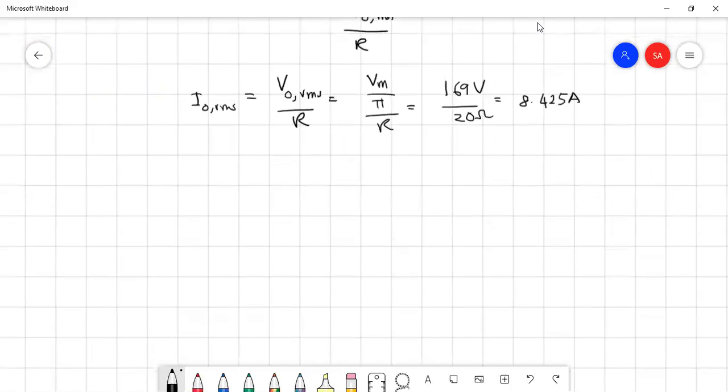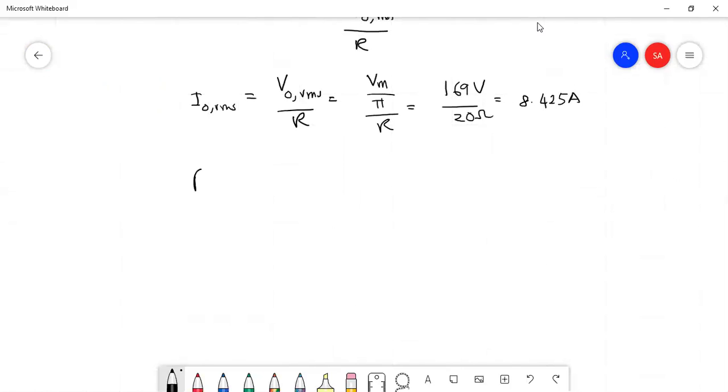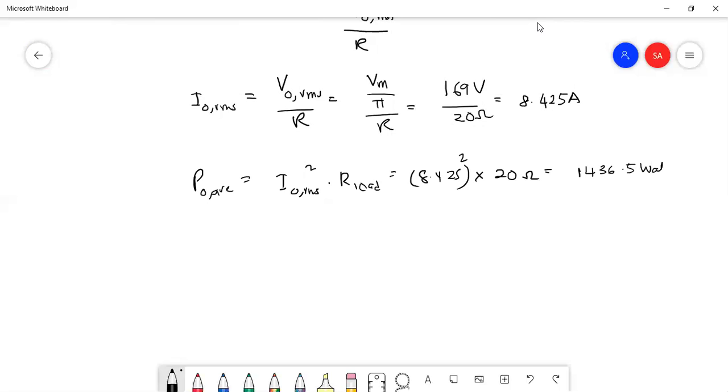Now for P out average, you can use I out RMS squared times R load, which gives 8.425 squared multiplied by 20 ohm. This will give you the answer of 1436.5 watt. So this is the answer for question C.